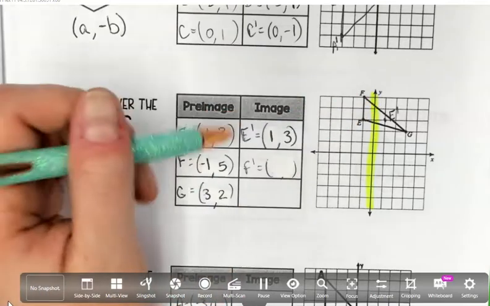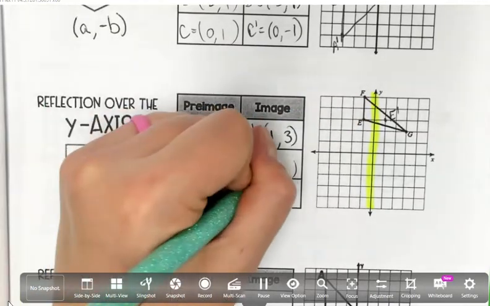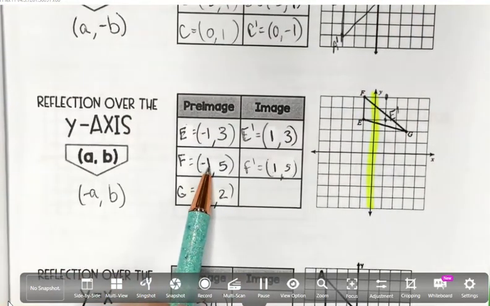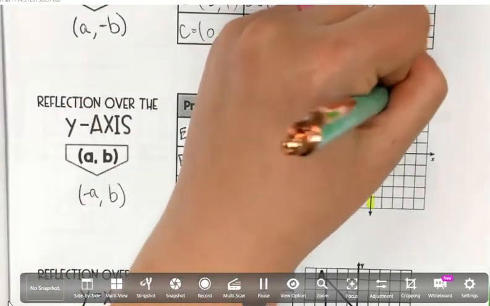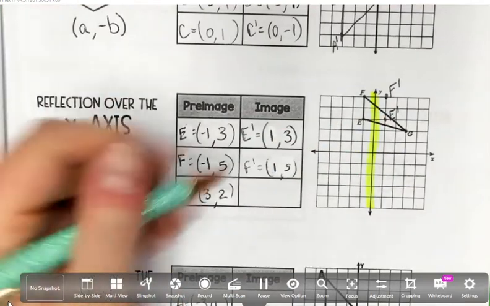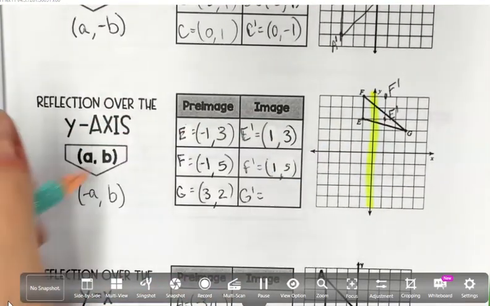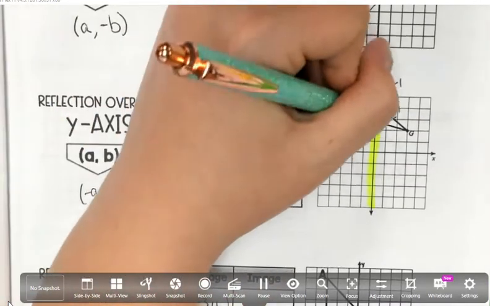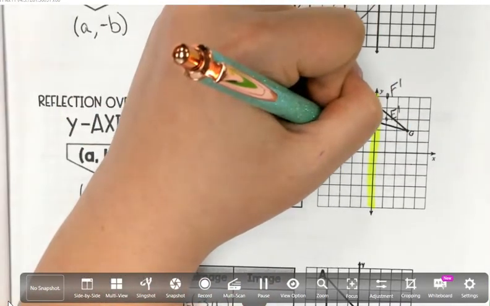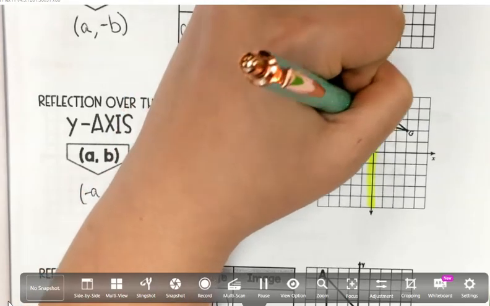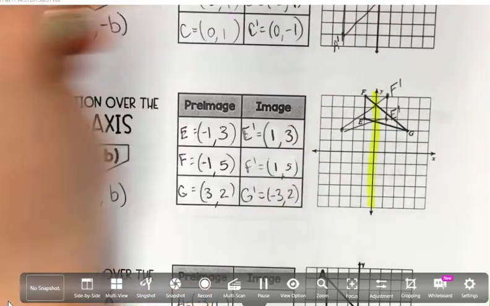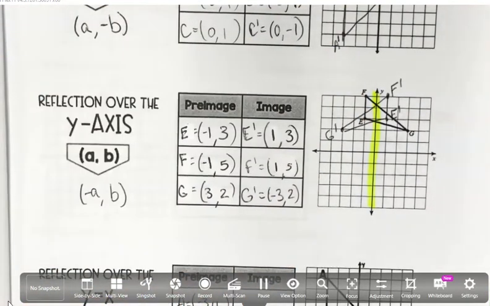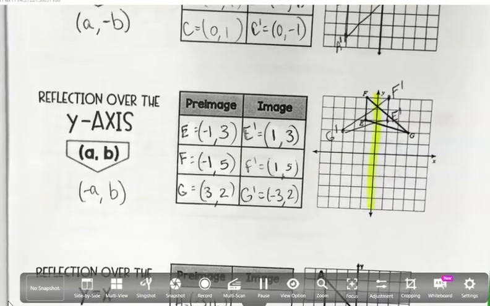Okay, for F, it's at negative 1, 5. We're going to change the sign of the x value, leave the y value. There's my f prime. And then for g prime, change the sign of the x value. The y value stays the same. And now we have the shape reflected across the y-axis. On to the next.